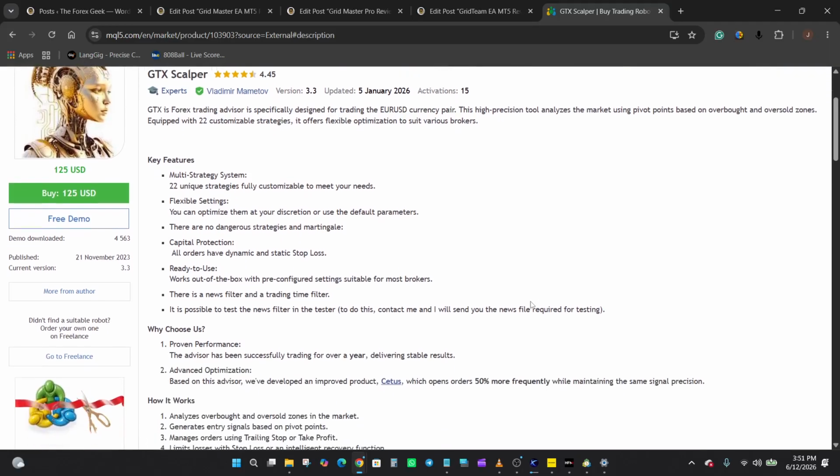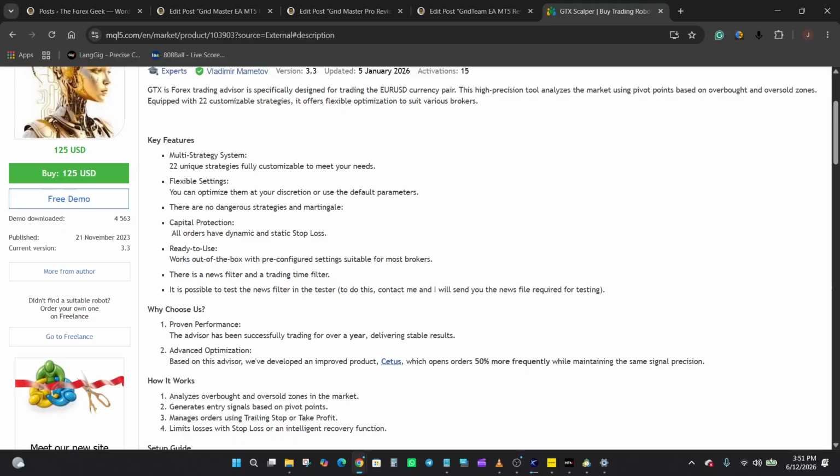So as I continue through the feature section, risk management appears to be an important part of this system. The EA includes both dynamic and static stop loss protection, along with controls for maximum drawdown. There are also options for trailing stop management and take profit customization.